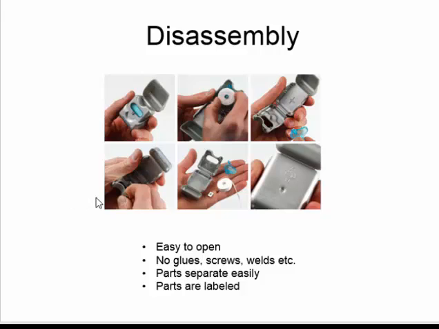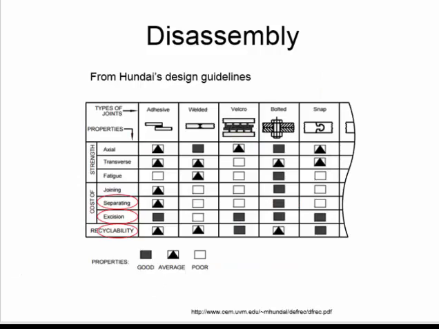Here's an example of a pretty simple device, just a dental floss container. It's easy to open. There's no glues holding parts together, no sonic welds or other types of welds holding things together, no screws. Everything comes apart easily. And as you can see here, the parts are also labeled so we can tell what the parts are made of and so on. So a good example of design for disassembly.